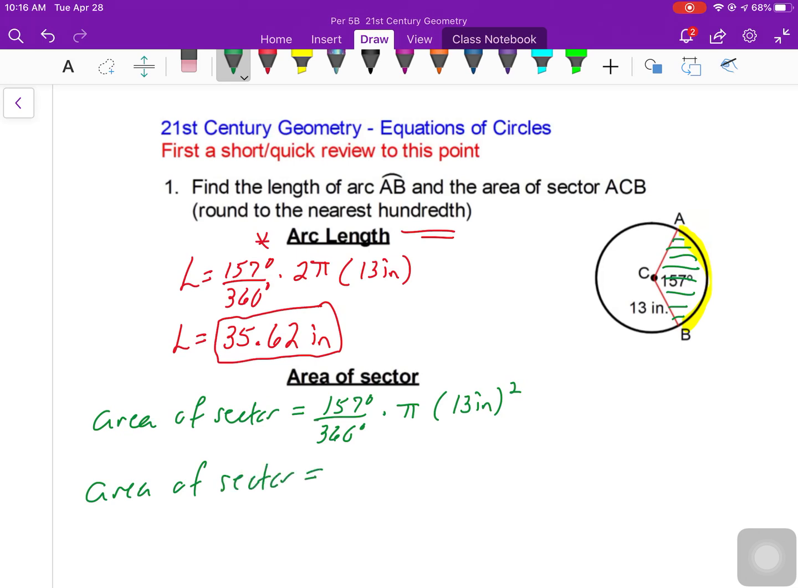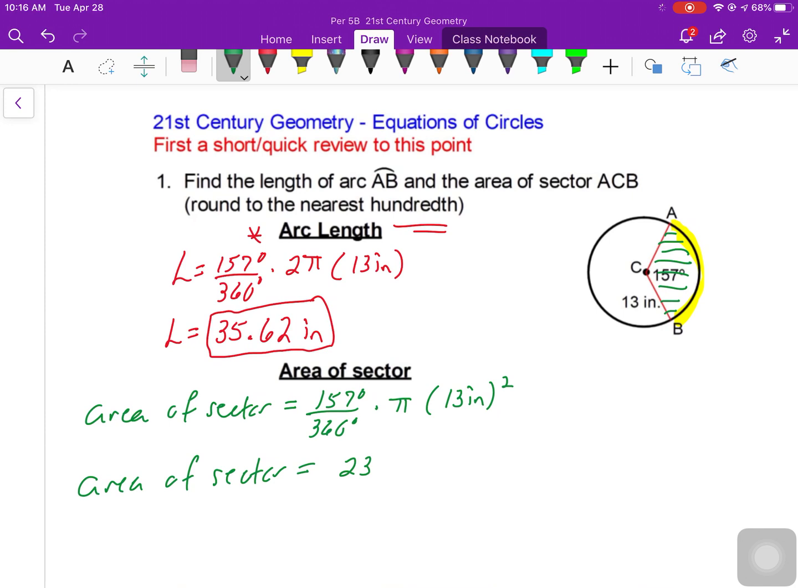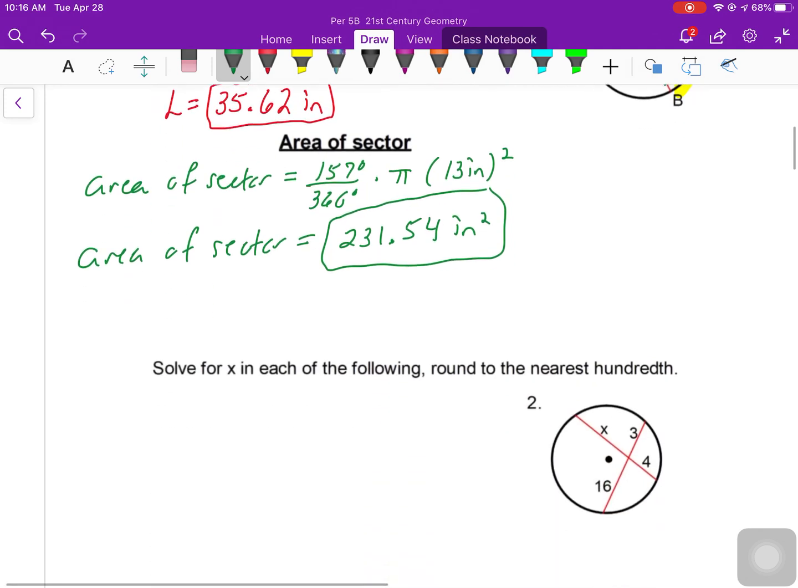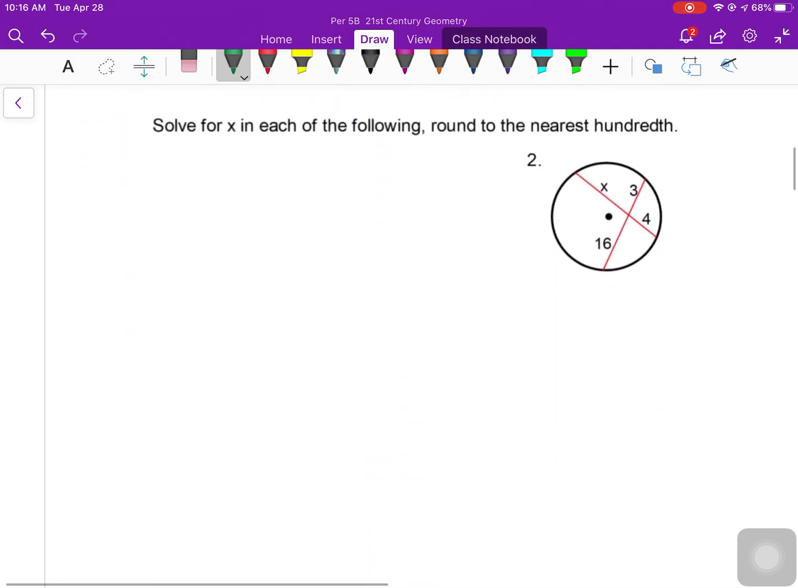So for the area of that sector, we will get 231.54, and it will be inches squared. They asked us to round to the nearest hundredth, so we put everything, including the pi, into our calculator. And the label for area is always in whatever the units are, squared.